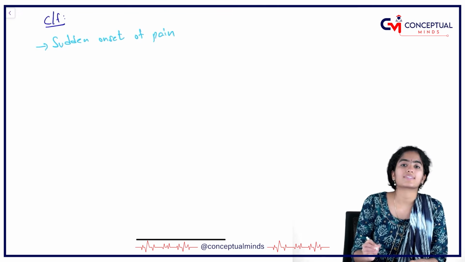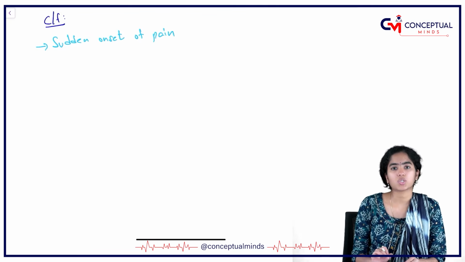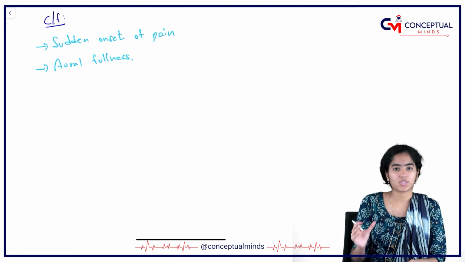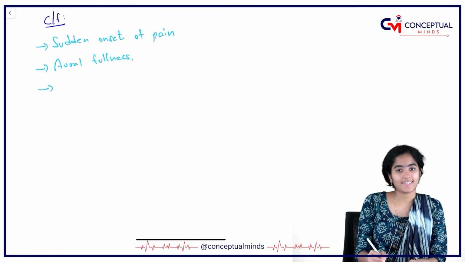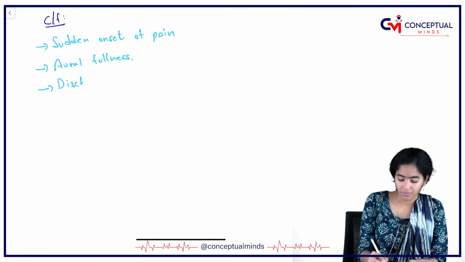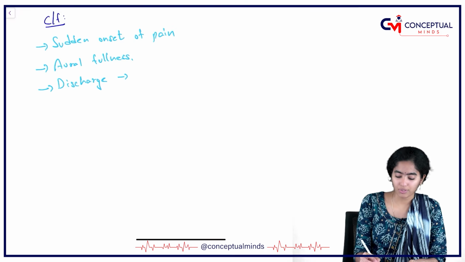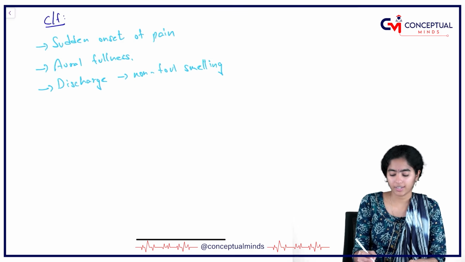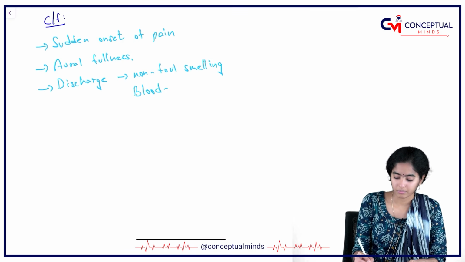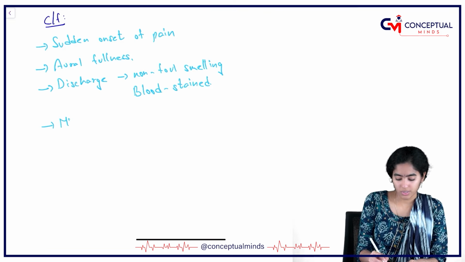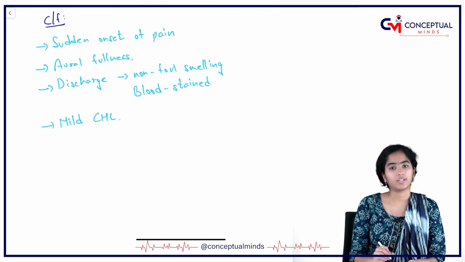There is sudden onset of pain, and this pain is severe and also it is seasonal. And then aural fullness is felt by the patient. The patient feels fullness of the ears. We can also see some discharge coming from the ear. And what is the nature of the discharge? It is non-foul smelling but blood stained. This is the type of discharge, and also there is mild conductive type of hearing loss.